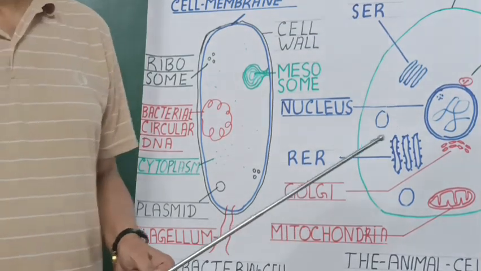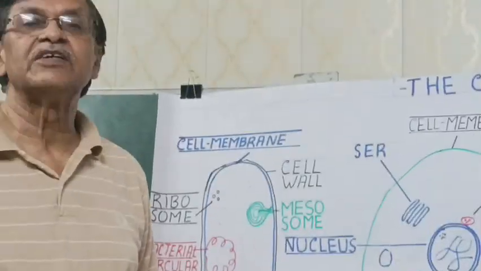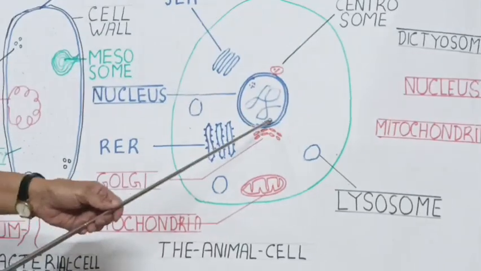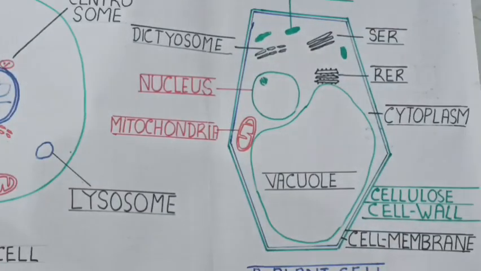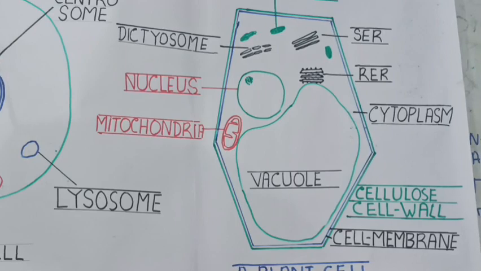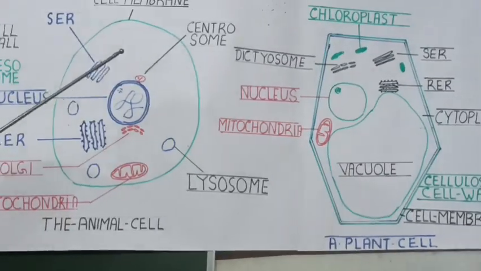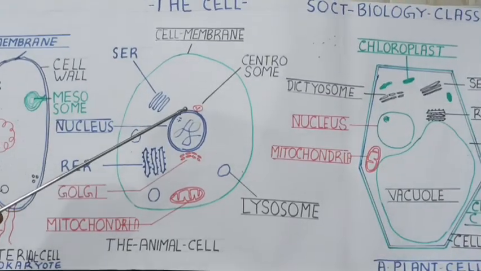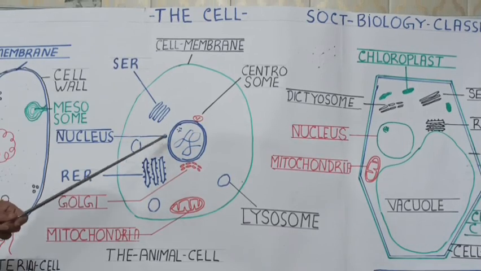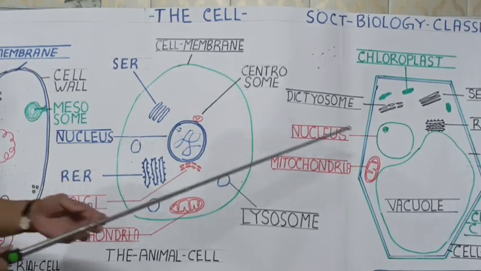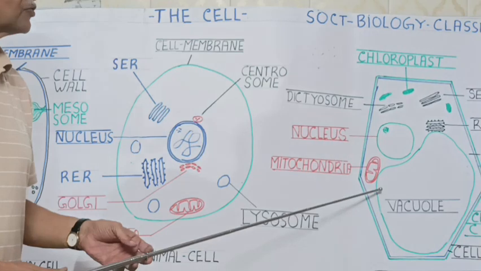Then the other cells, in which we have a nuclear membrane, are called eukaryotes. Eukaryotic cells are found in all the rest of the organisms except bacteria. They are found in animal cells and also in plant cells.